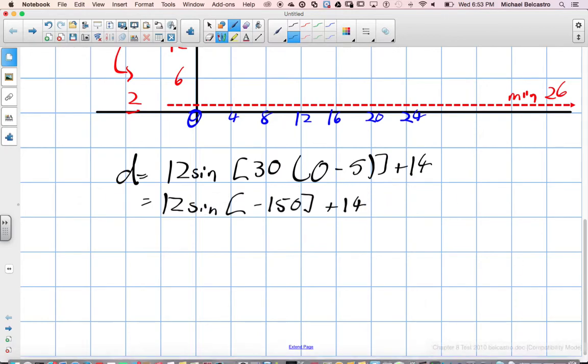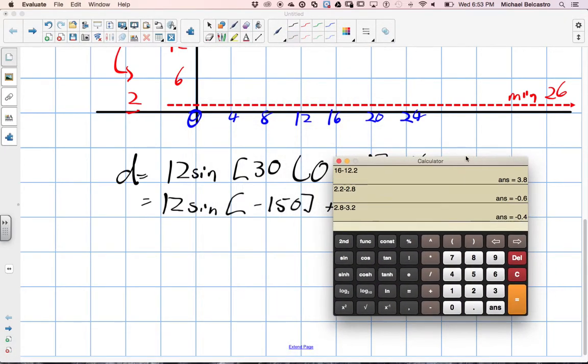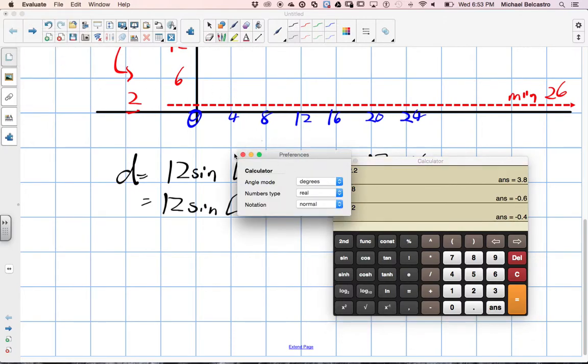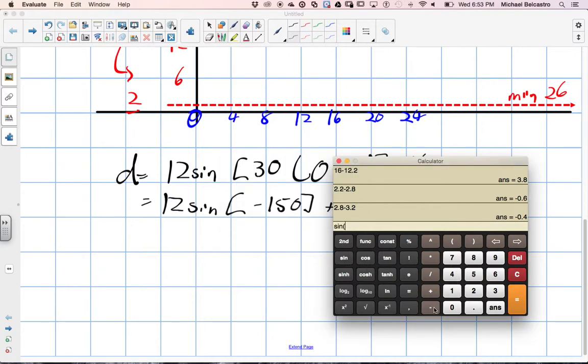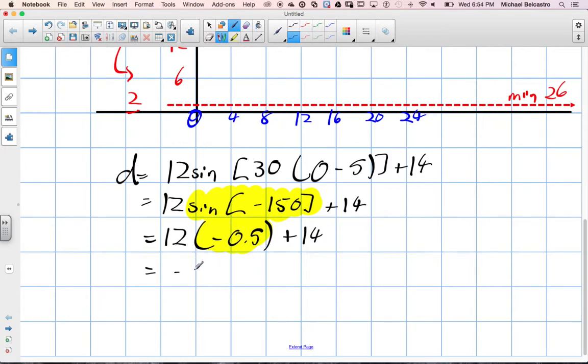So we need sine of negative 150. Let's take out a calculator. I think it can do degrees. Let me see the preferences here. Yes, okay, it should do degrees. So sine of negative 150 should give us negative 0.5. What I just did there was calculate this part, and I still have to multiply it by our 12. So we have 12 times negative 0.5. That's what that equated to when I put it into the calculator. When I multiply 12 by that, it's going to give me negative 6 plus 14, and that is going to be 8.